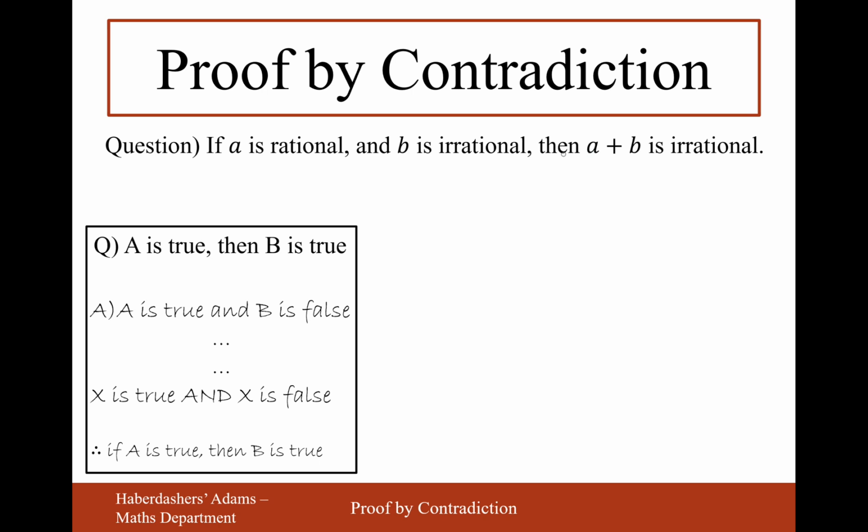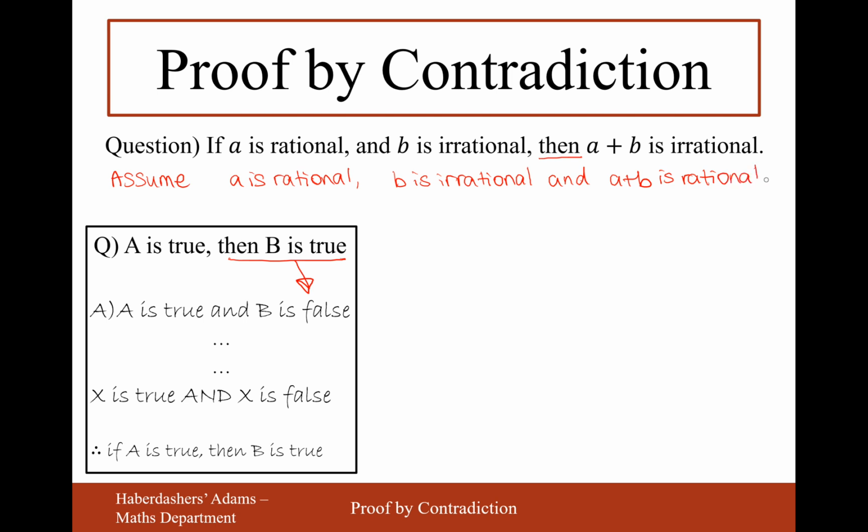So again, we've got the keyword then in this statement here. So in our assumption, we're going to keep everything before then true. So assume A is rational, B is irrational, and A plus B. Now after the then, that's when we change the statement round to a false. So then A plus B is rational. So we're going to assume this and then get ourselves to a contradiction.